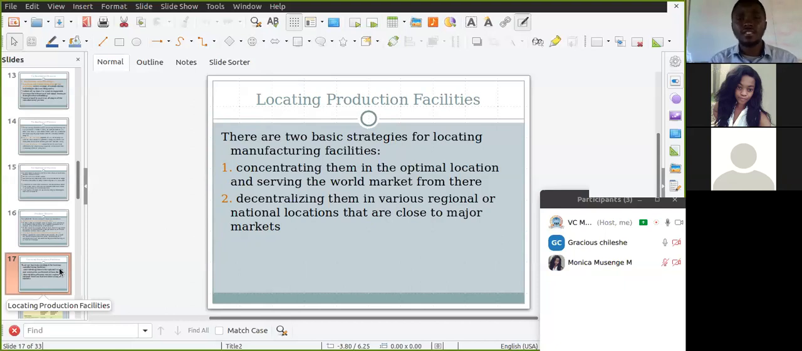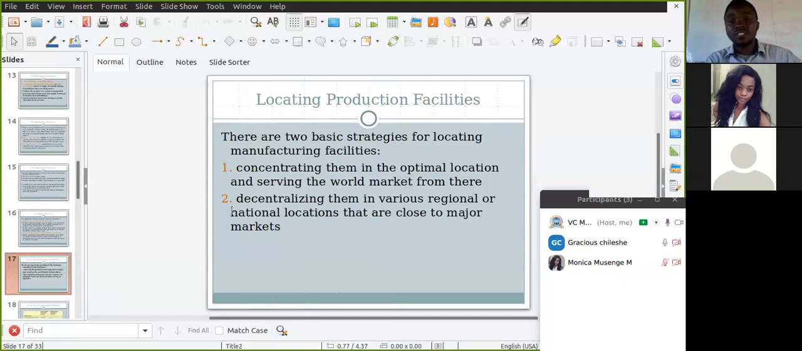But if that product that you're producing is also produced by a number of firms, you need to set yourself closer to your target customers, because if you concentrate yourself in a distant location, you'll find that you'll be losing out, because those customers can be served by other people as well.